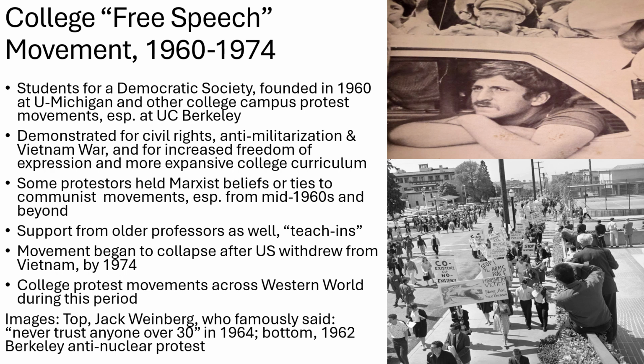So in 1960, Students for a Democratic Society, the SDS, is founded, also at the University of Michigan, the same place that the Weather Underground starts. And SDS is going to have protests on college campuses across the country, and eventually UC Berkeley will become a major protest center in California. They will demonstrate for civil rights, anti-militarization. They're going to be very against the Vietnam War. And they're going to also demonstrate for what you might call increased freedom of expression and a more expansive college curriculum. These are silent generation and older baby boomers that are getting to be college aged.